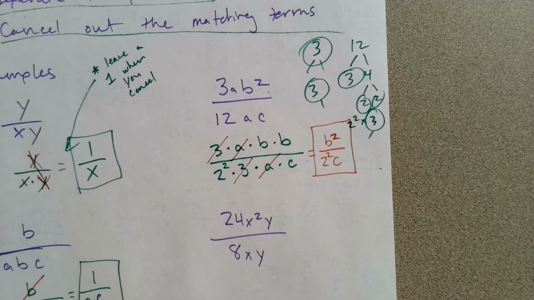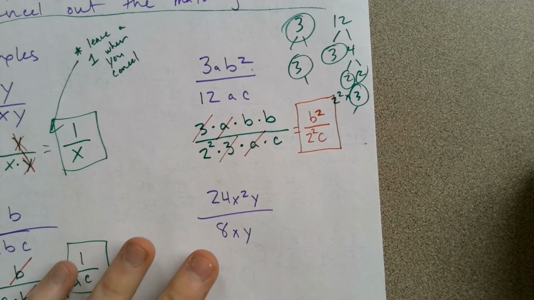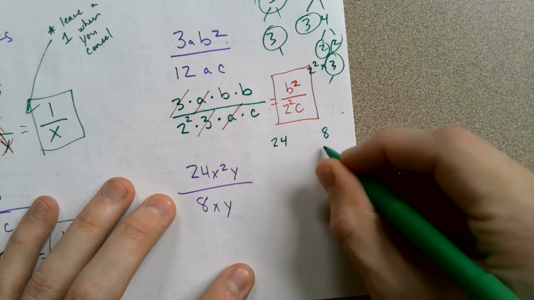I know it took some time. Take some steps. Stuff we know, stuff we can do. On to the next. Last problem here. We got 24 and 8. Let's start by finding those prime factorizations.